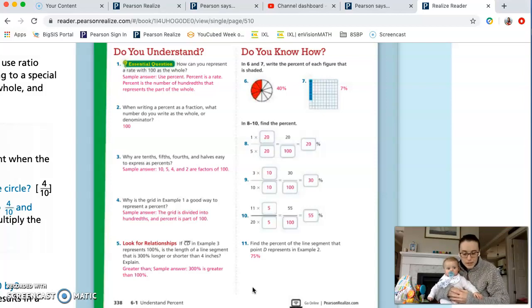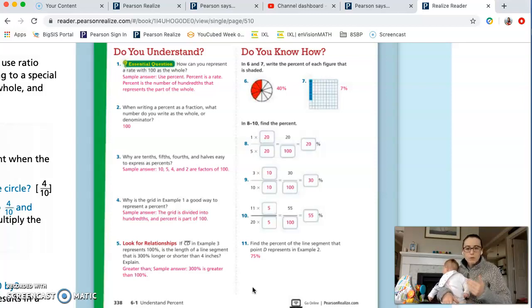Okay, so in number 6, they're asking us to write the percent. So the pie chart there, the shaded portion is 40%. Number 7, the hundredths grid, the shaded portion is 7%. And 8 through 10, you guys have the work there.